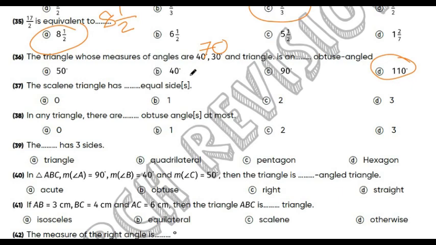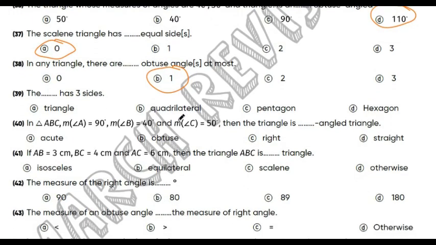So 50 and 40 are acute, 90 is a right angle, and when it is greater than 90, like 110, it is an obtuse angle. The scalene triangle has, yes, 0 equal sides. All sides are different. In any triangle there is at most just one obtuse angle or just one right angle at most.